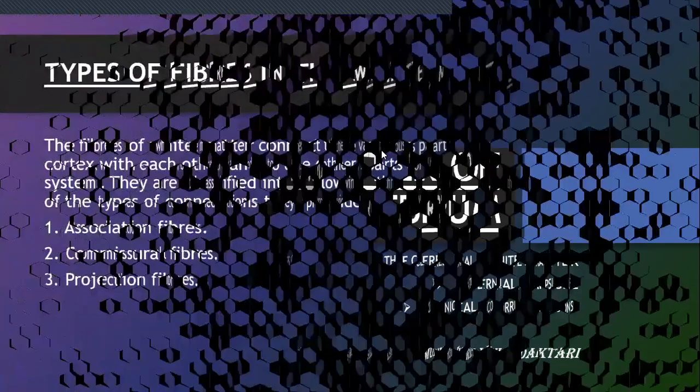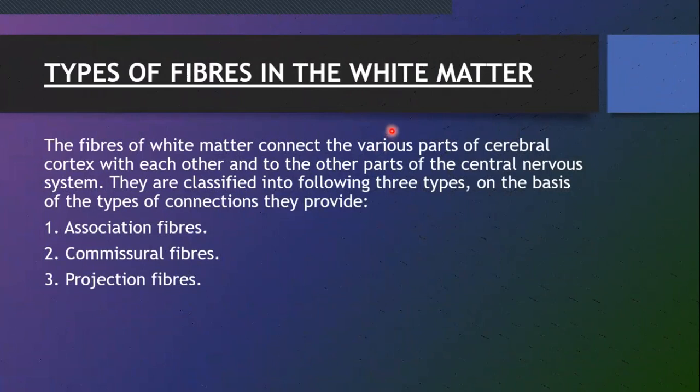So, types of fibers in the cerebral white matter. The fibers of the white matter connect the various parts of the cerebral cortex with each other to the various parts of the central nervous system. They are usually classified into three types on the basis of the types of connection they provide. So these fibers can either be association fibers, commissure fibers, or projection fibers. We will look at each and every type. So let's start with association fibers.